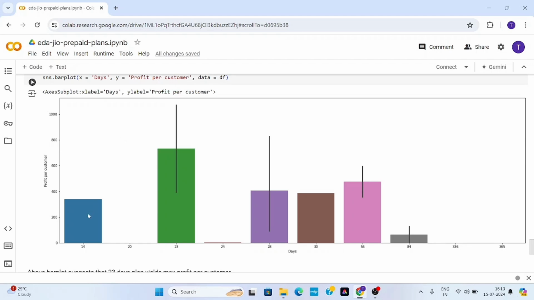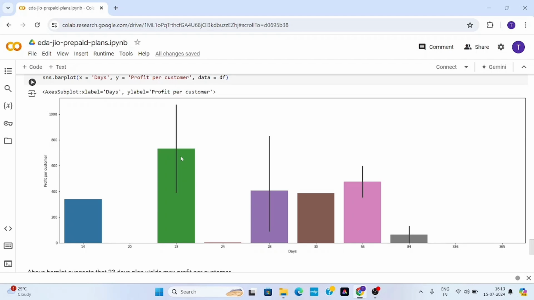For the 14 days plan, the profit is around 300 to 350 rupees. For the 23 days plan, the profit is around 700 something. For 20 days it is around 400, for 30 days it is around 400, for 56 days it is around 500, and for 84 days it is around 50 something. In this chart you can see the 23-day plan is the most profitable for the Jio company.